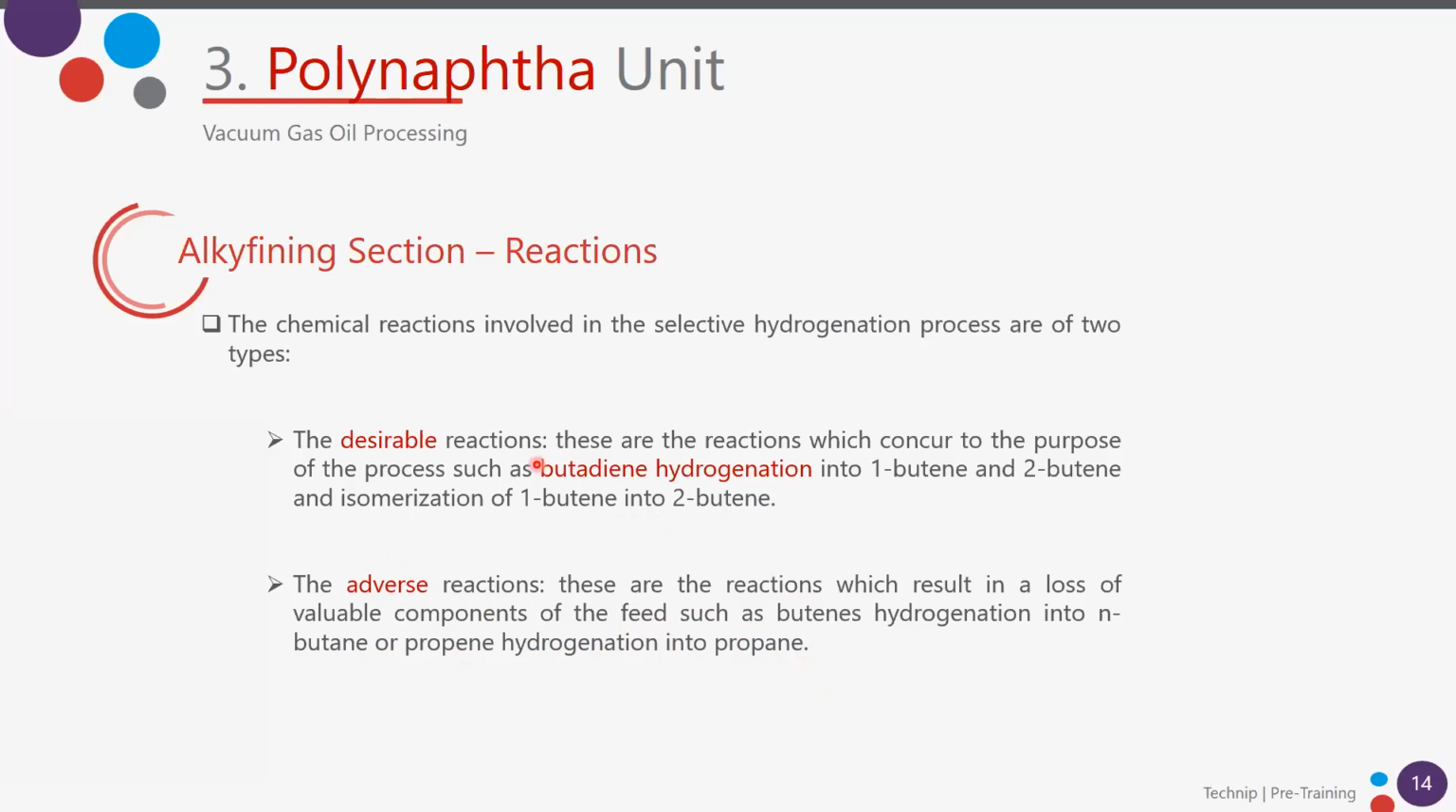So the desired reactions are the butadiene hydrogenation, of course, and to some extent also this isomerization, because this 2-butene will work better for the oligomerization, okay? That is our next section. So these are the desirable and the adverse reactions. So we have to operate at the right conditions to have these reactions and to avoid those reactions.